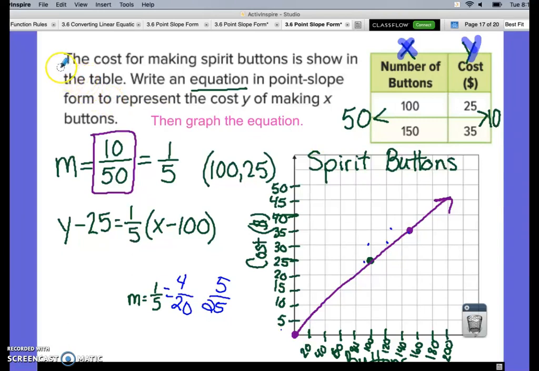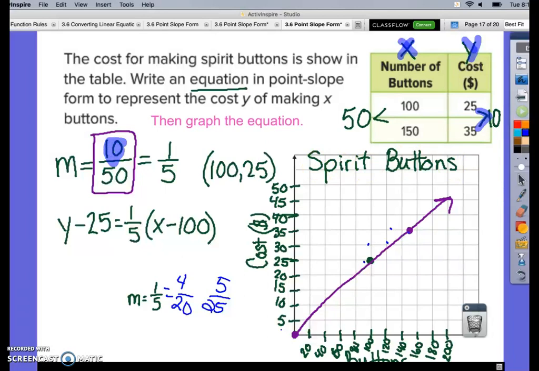So we're going to, the cost of making spirit buttons is shown in the table. Write an equation in point slope form to represent the cost y of making x buttons. So we, remember, need a point and the slope to write an equation in point slope form. So we're going to find the rate of change, or the slope. So for the change in the y, it's 10. From 25 to 35, I'm adding 10. That's where this comes in, right here, 10.